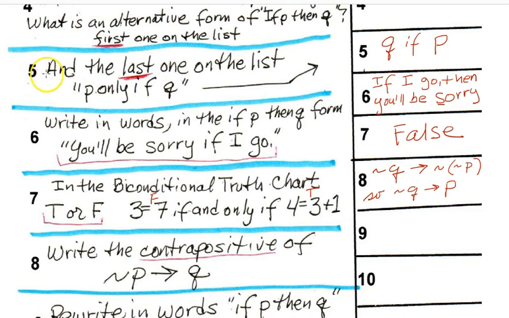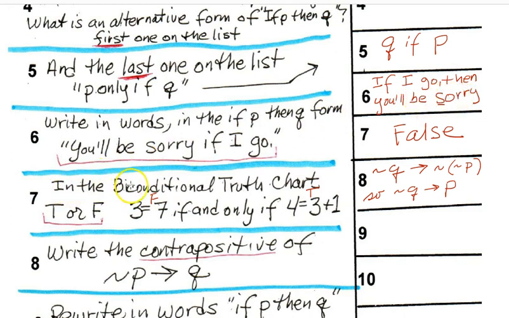Now for number 5, the last one on the list, Q if P. Number 6, write in words in the if P then Q form. You'll be sorry if I go. If I go, then you'll be sorry.